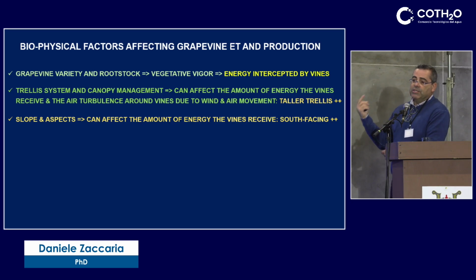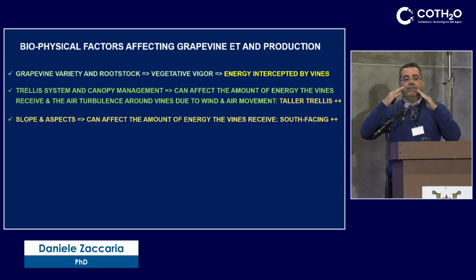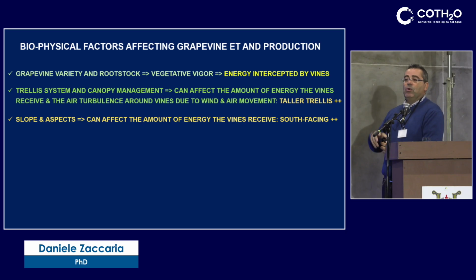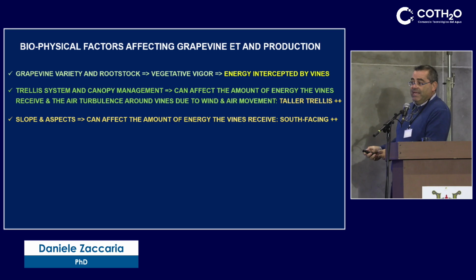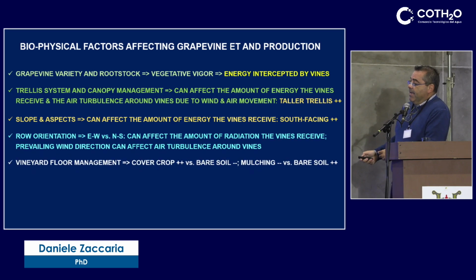Also, the air turbulence is affected by the height of the canopy and by the width of the canopy. The slope and aspect, so whether it's south-facing or north-facing, high slope or mild slope, also affects the amount of radiation that is intercepted. And row orientation, so whether we are north-south or east-west, the effect of solar radiation is different, so you've got some regulation there.